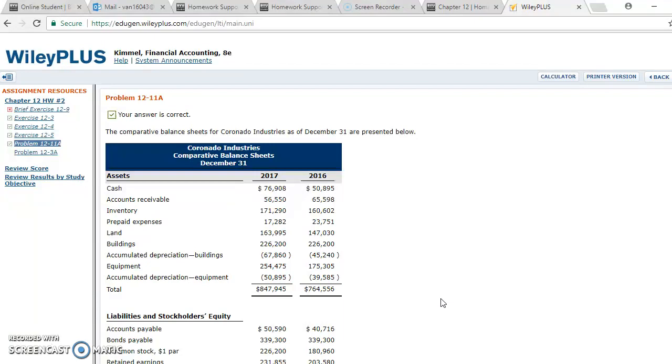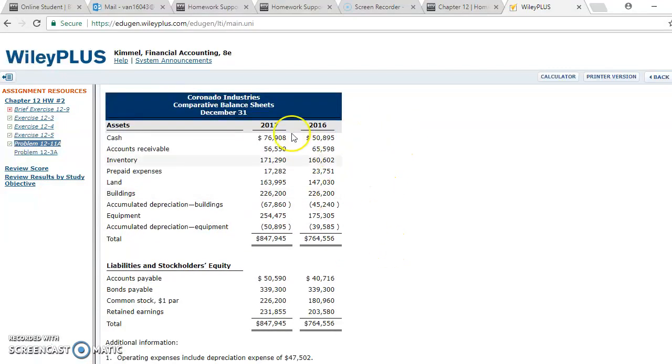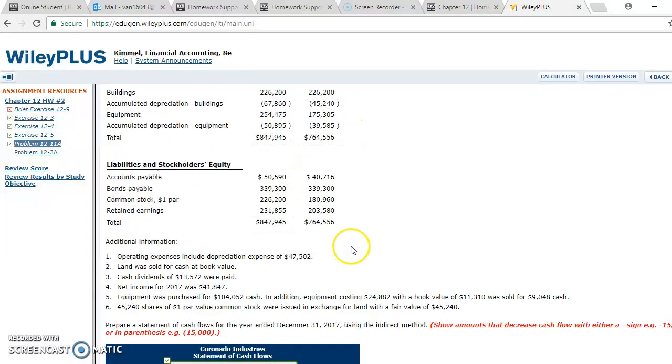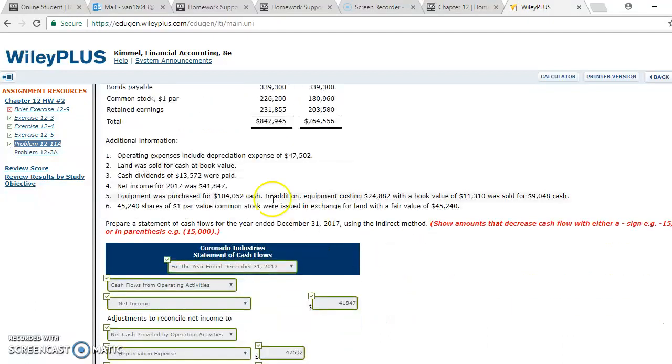Bear with me, there's a lot of information in this, so we're going to go ahead and just start looking at this. This is the comparative balance sheets for Colorado Industries as of December 31st. It starts out giving us the balance sheet, and we have information for 2017 and 2016, which is going to be very important to us throughout this entire process. We also have liabilities and stockholders' equity down here. And then we're provided additional information which we're going to be putting into the statement of cash flows as we go.